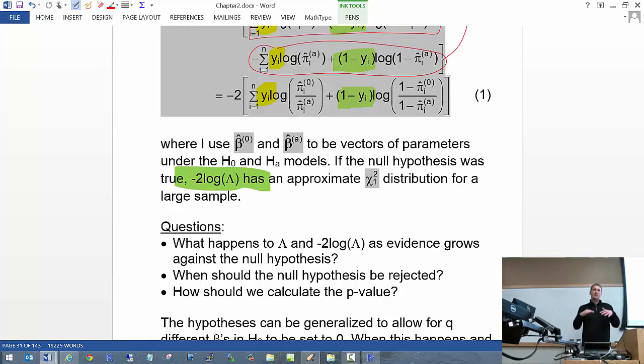And so if lambda gets lower, what happens to negative log lambda? It gets higher. Okay, so again we're looking for large values of negative 2 log lambda, and that's what the chi-square distribution with 1 degree of freedom helps us do. Get the 1 minus alpha quantile from it to make that judgment. So when should you reject? Well, when negative 2 log lambda is greater than the 1 minus alpha quantile from a chi-square 1.